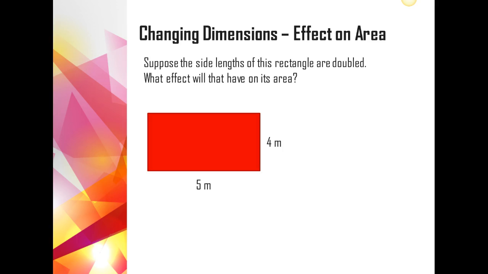To find the area, we must multiply the base times the height. 5 times 4 gives us an area of 20 meters squared. If we double the side lengths of our original rectangle, our new rectangle will have side lengths of 10 meters and 8 meters. The area of the new rectangle will be 10 times 8, or 80 meters squared.